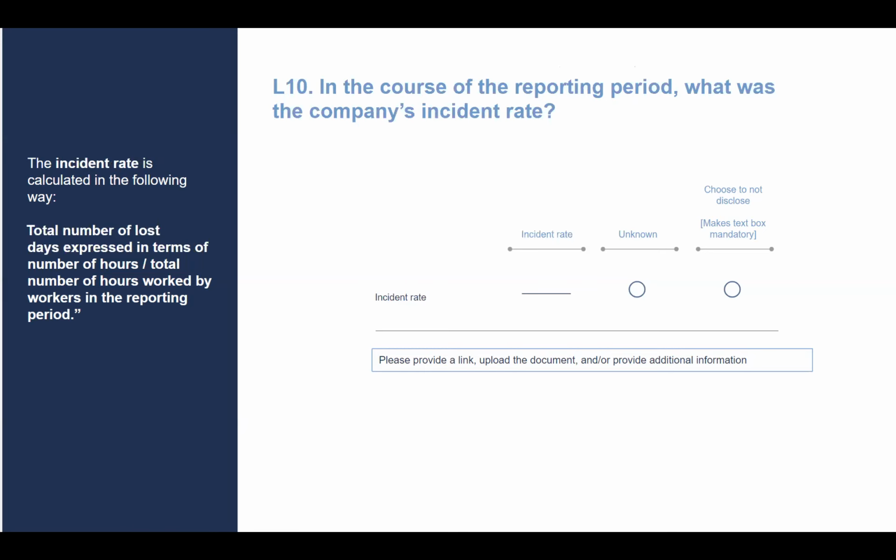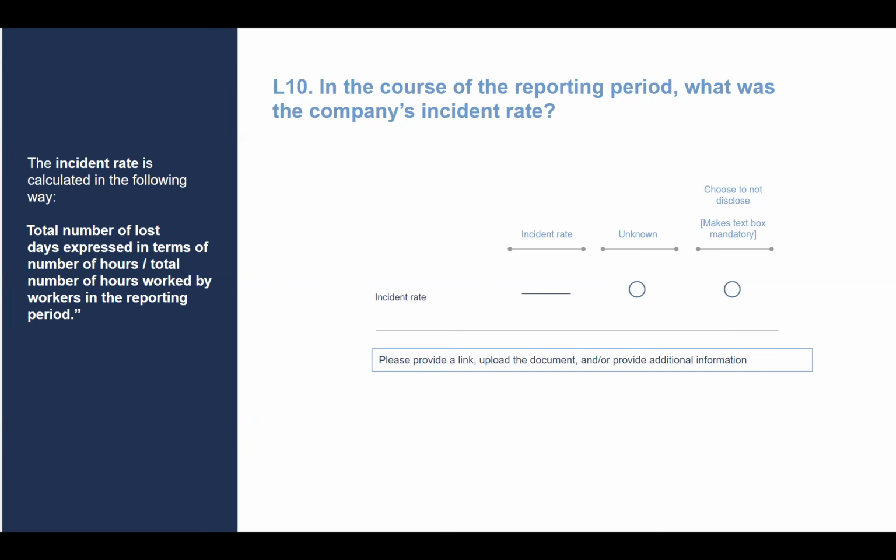Question L10 asks about the company's incident rate. This indicator is related to the number of workdays lost due to occupational accidents, injuries, and diseases during the reporting period. It suggests the effectiveness of an entity's employee health and safety policy and its ability to build a healthy, safe, and productive work environment. The incident rate is calculated in the following way: total number of days expressed in terms of number of hours divided by the total number of hours worked by workers in the reporting period.